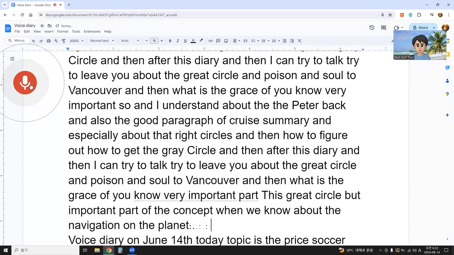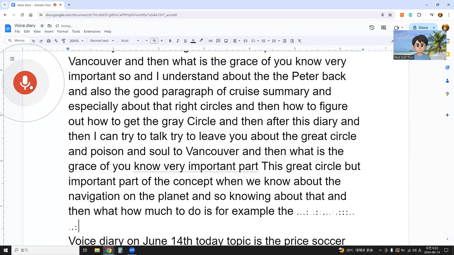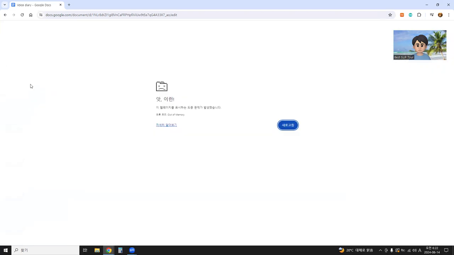And so knowing about that, and then how much it is tilted, for example, the Gray-Sackle rule is very simple. It's the degree of tilt, and it means the latitude degree. Then Gray-Sackle goes for the same line, the same line.